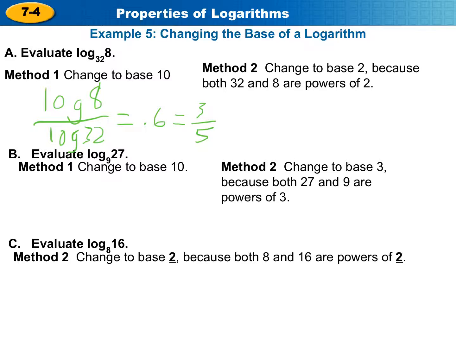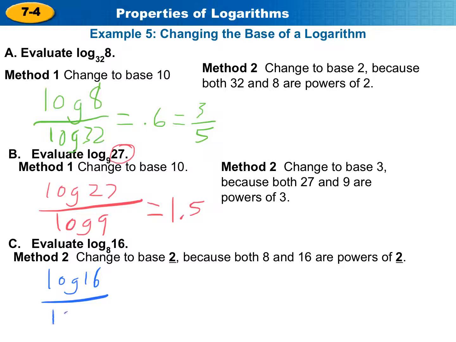So B, we would take log of the bigger number, and I mean bigger in size, not quantity. So the 27 is written as a larger fonted number, and then log of the base on the bottom. So log 27 divided by log 9 is 1.5. So 1.5 or 3/2, either one is fine. Last one, log of 16 divided by log of the base, which is 8. So type this in your calculator and you get 1.3 repeating or 4/3. Either one is fine.